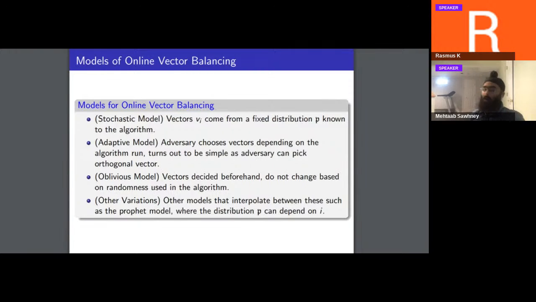This is a much weaker model, and the strongest possible model you could imagine is the adaptive model. In the adaptive model, the adversary at every time step looks at where you are and can then pick a vector to hand to you. It turns out that this model is not so interesting in this case, because the adversary has too much power. The adversary can look at your current partial sum, which is some vector in Rn, and take a vector which is orthogonal to it and give you that vector.